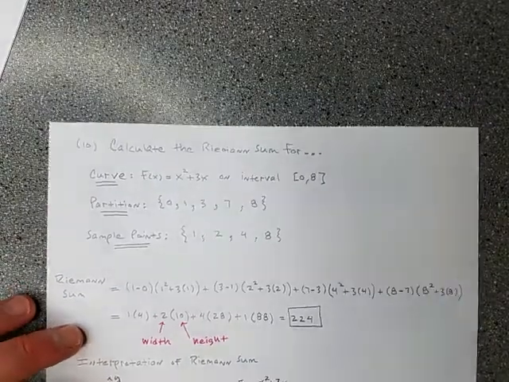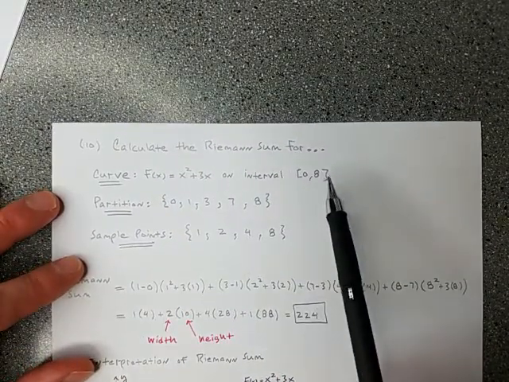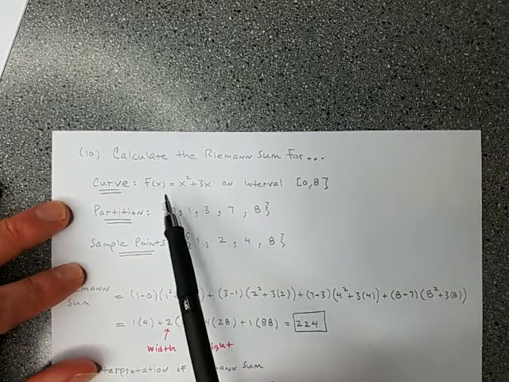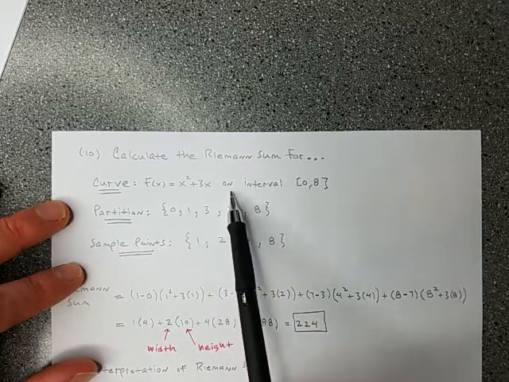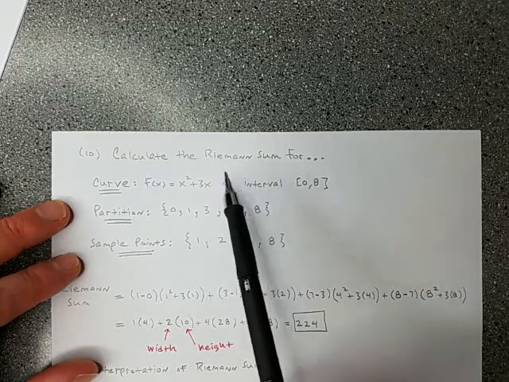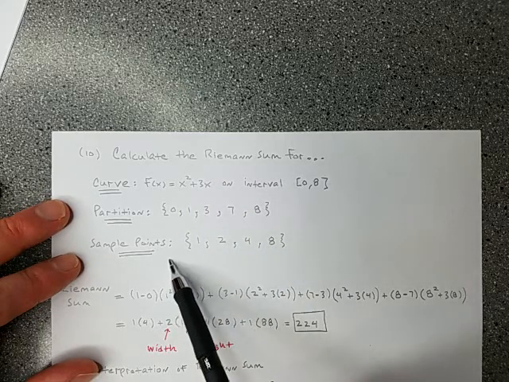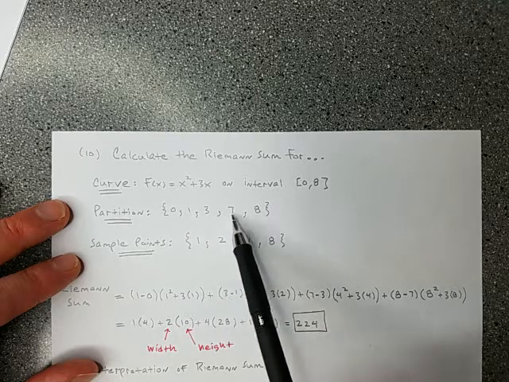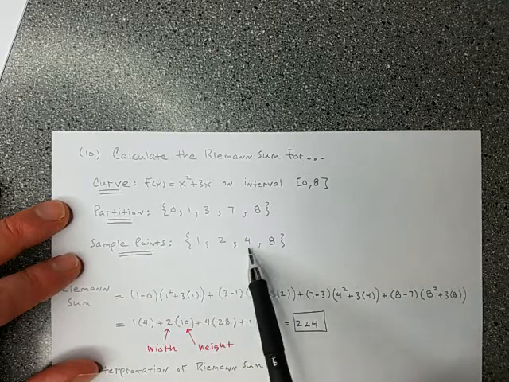Let's look at question 10. Calculate the Riemann sum for the curve x squared plus 3x on the interval from 0 to 8. And whenever we calculate a Riemann sum, we're given a partition and sample points. Partition 0, 1, 3, 7, 8. Sample points 1, 2, 4, 8.